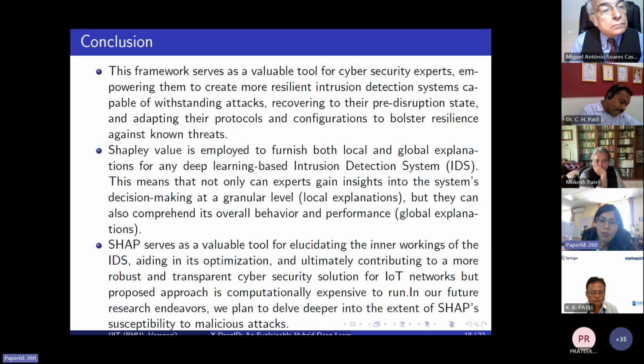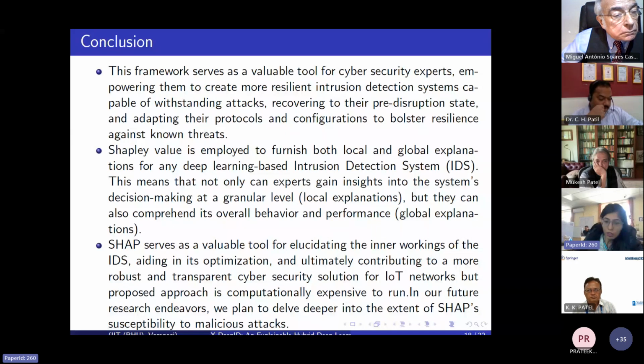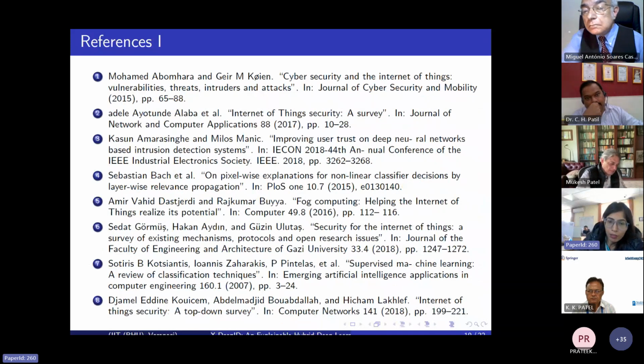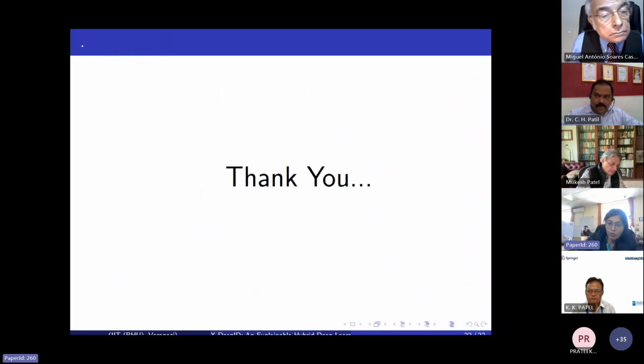So the conclusion of this work is we have provided a valuable tool for cybersecurity experts, which can improve the prediction of the intrusion detection system. And Shapley value is employed to furnish both local and global explanations for any deep learning based intrusion detection system. This means experts can not only gain insights into the system regarding decision making, but also compare the overall behavior and performance of the system. So this is all about it. Thank you. These are the references of my paper. Thank you.